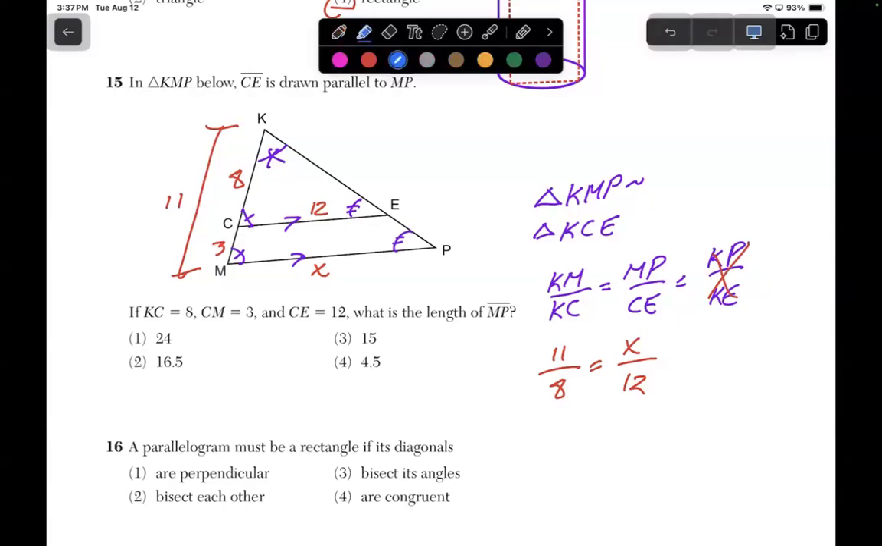Now, just do a little cross multiplication, or you could use scale factor, right? This 11 over 8 is the scale factor. It's how many times bigger this bigger triangle is than the smaller triangle. You do it that way. I'm just going to go ahead and do a little cross multiplication. 11 times 12, that's 132, equals 8x. Divide by 8. 132 divided by 8, I believe, is 16.5.